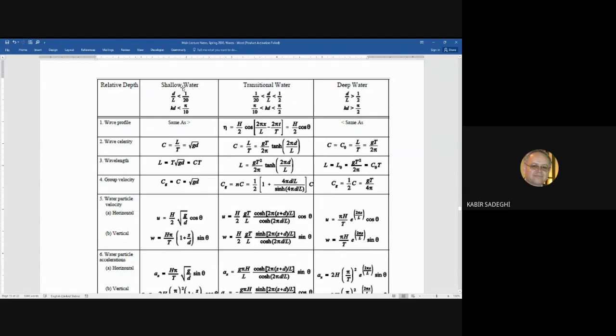The second column shows every parameter for shallow water. And shallow water, according to this table, is when D is less than L over 20, or L over 25, we can say. And transitional water, when D is between L over 20 and L over 2. And deep water, when D is greater than L over 2.